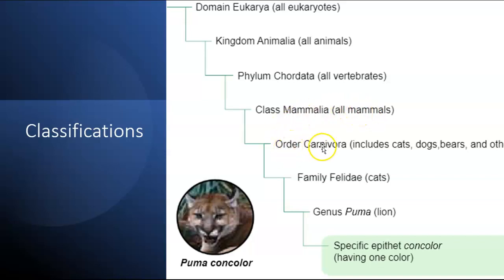Their order is Carnivora. This is carnivores. So it's all cats and dogs and bears and other carnivores. And the family is Felidae. This is cats, the family of cats. And the genus is Puma. And the specific epithet is concolor. So the scientific name is Puma concolor.